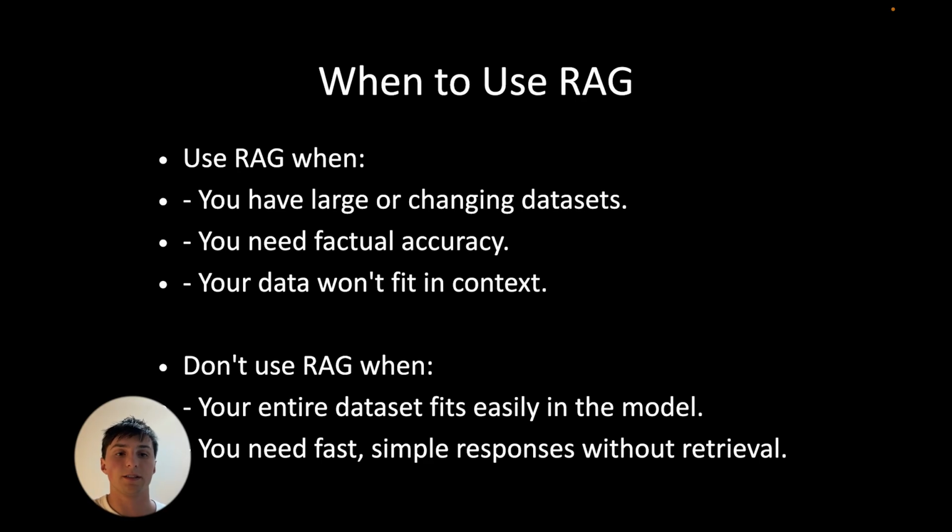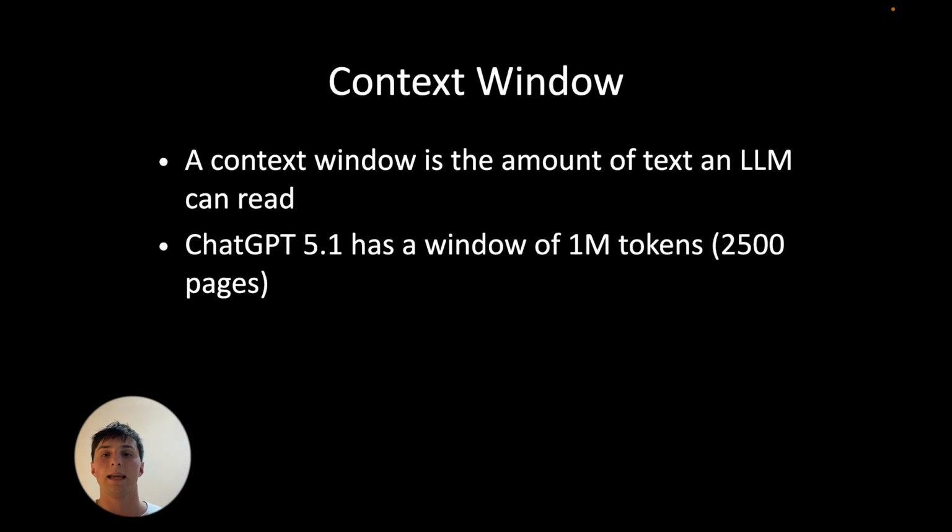Also, when your data doesn't fit in the context window of the model, that's a pretty good time to use RAG, right? Because then we're gonna grab smaller chunks of data. So what is a context window? A context window is super important to understand, because it is the limit of tokens that a model can receive. So tokens are about 3 to 5 characters. So larger words are broken into 3 to 4 tokens, and smaller words 1 token, right?